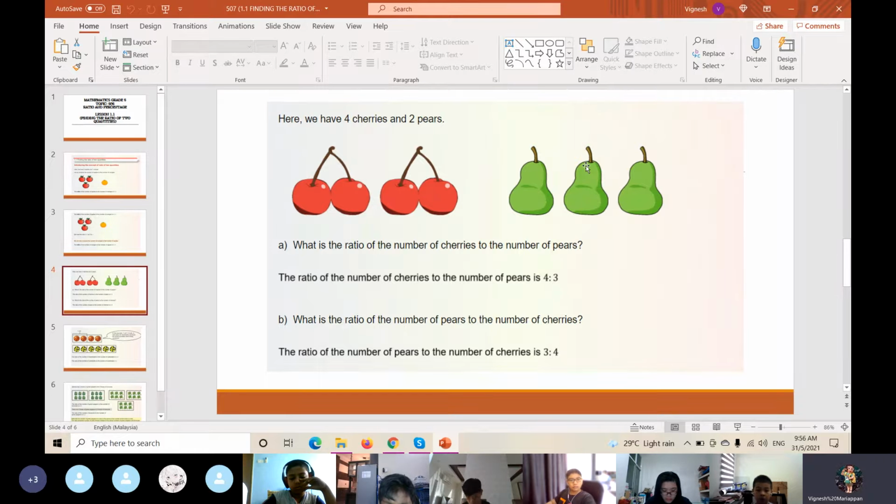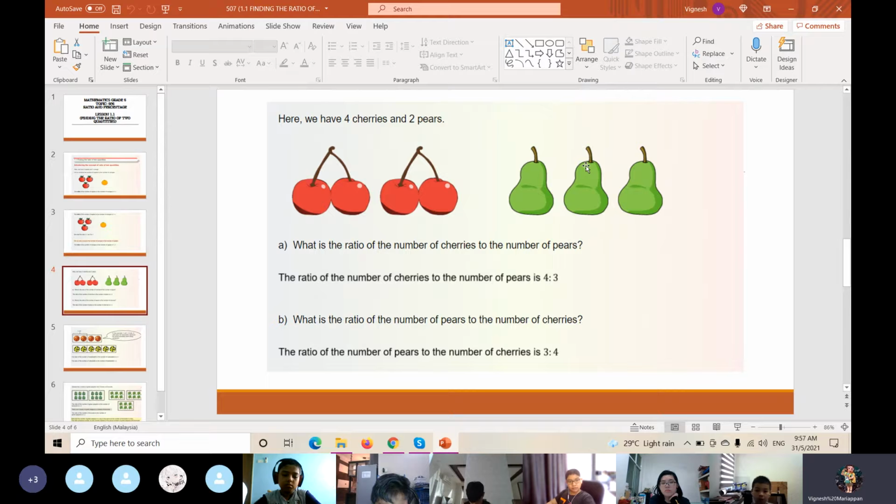If the question asks what is the ratio of number of cherries to the total number of fruits? Class, what is the ratio of number of cherries to the total number of fruits? 4 to 7. Again, 4 to 7. Very good. 4 is the ratio for number of cherries, correct? To the total number of fruits means you have to count all together. So 7, 4 to 7, very good.